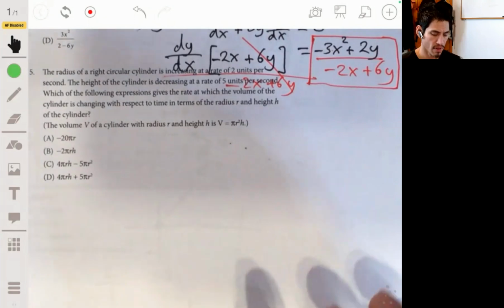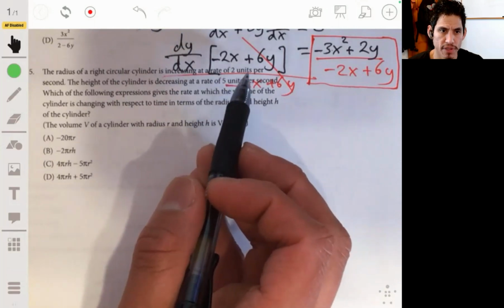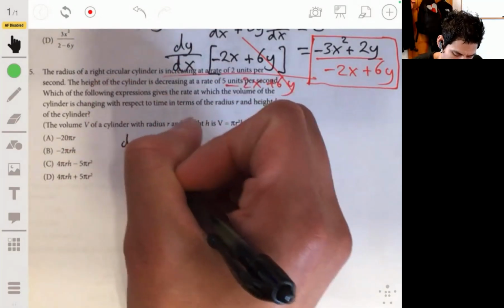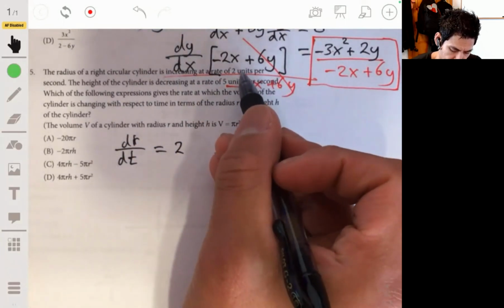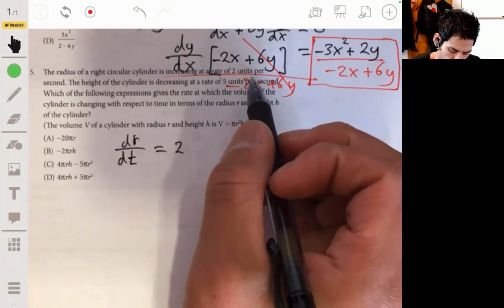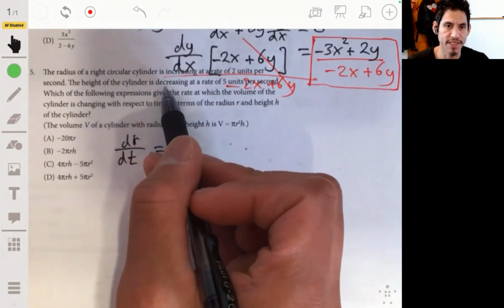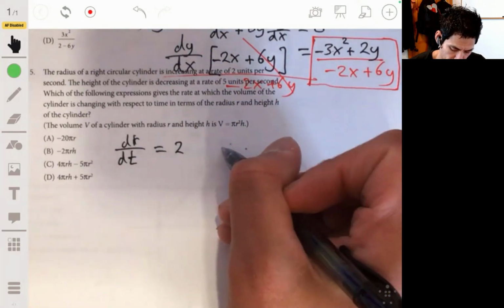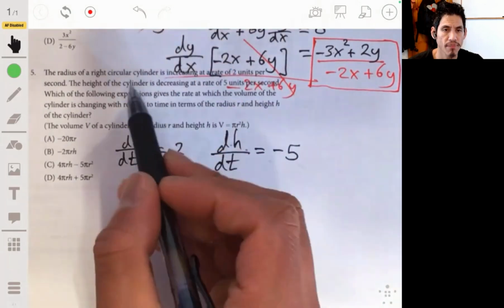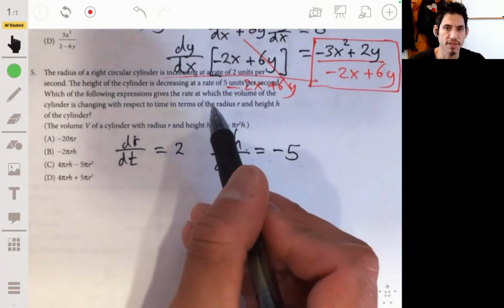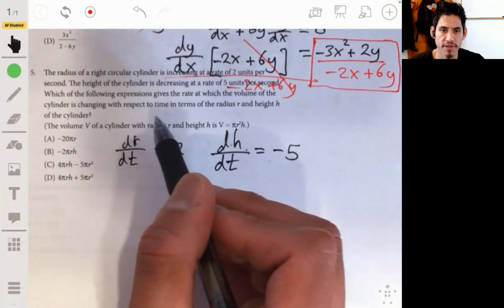Or number 5. The radius of a right cylinder is increasing at a rate of 2 units per second. So let's start off by writing dr dt is equal to 2. Since it says units, we'll just leave it as 2. And I assume that everything is in terms of seconds, so no worries there. The height of the cylinder is decreasing at a rate of 5 units per second. So dh dt will be -5 because it's decreasing. And we want to find which of the following expressions gives the rate at which the volume of the cylinder is changing with respect to time in terms of the radius r and height h of the cylinder.